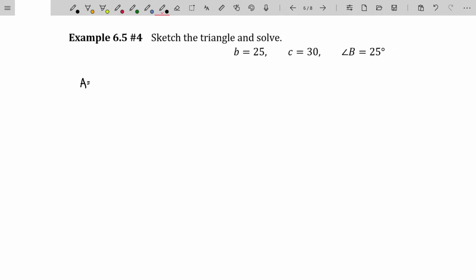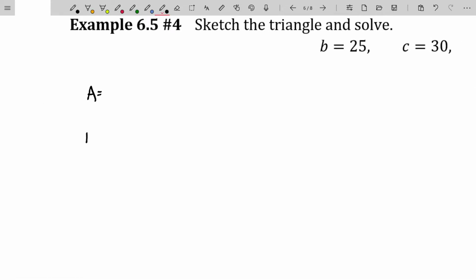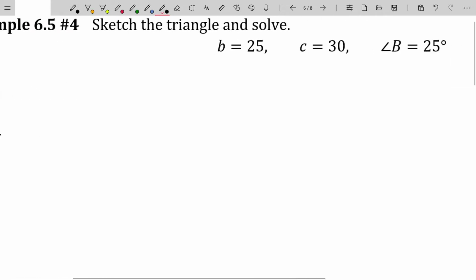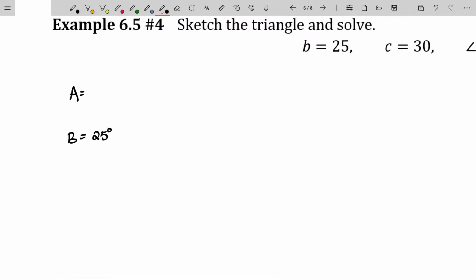We have angle A, which we were not given. We have angle B, which we were given, and that was 25 degrees. We have angle C, which we were not given. And then we have side A, which we were not given, side B, which we were given as 25, and side C, which we were given as 30. Now, I'm not going to bother sketching. Usually something like this, it'd be kind of unnecessary to sketch. It's kind of a terrible problem to sketch, honestly.